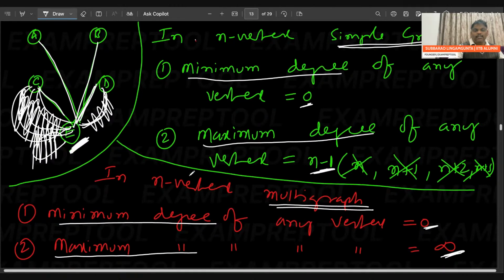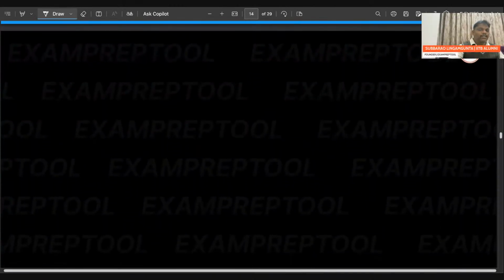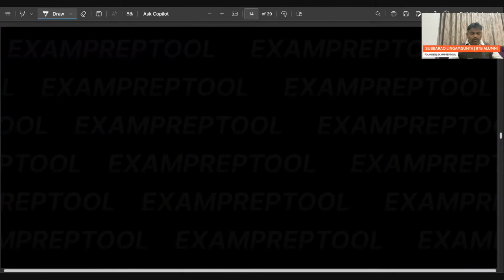I think we covered what is the simple graph and what is the multigraph. One more thing, remember, sum of degrees is equal to 2 into E. Now everyone see this. This is also very interesting. Can you see this one? A, B, C, D, E.